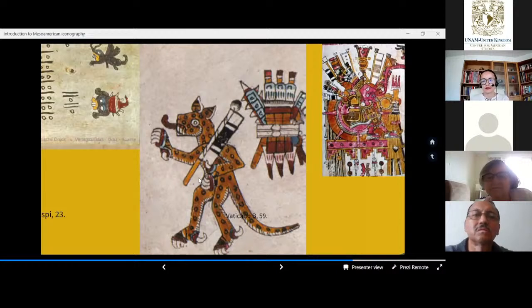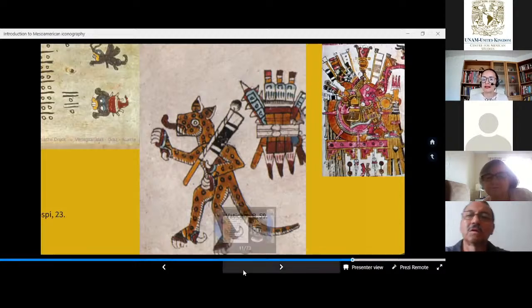Carrying a flag? Yeah. So if it's a jaguar carrying a flag, what do you think it will represent? A prisoner? Yeah, exactly. It's a prisoner. And the jaguar is related, obviously, to a warrior. So it's a prisoner of war. And here we have the weapons. So yeah, very well done.